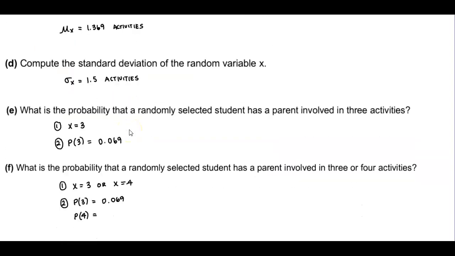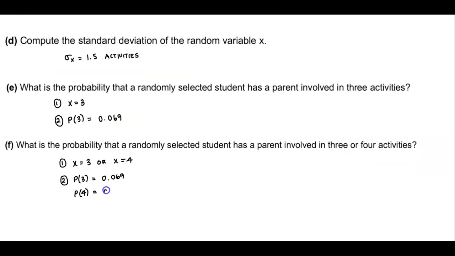So P of 4 is 0.149. Now we need to add these together. When we add them together, we get the probability to be 0.218.